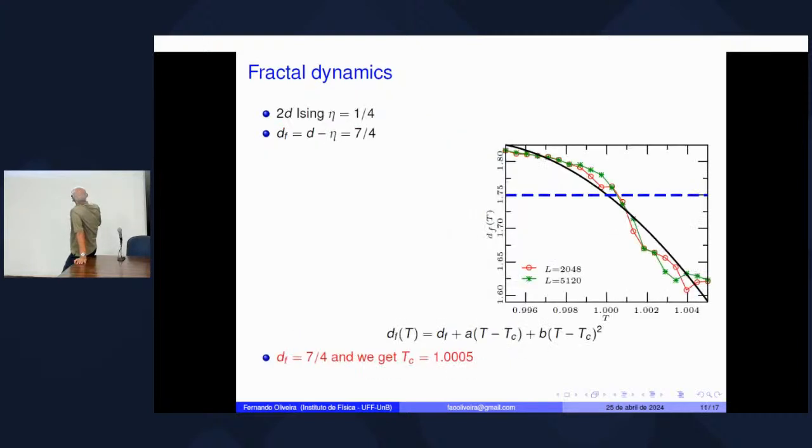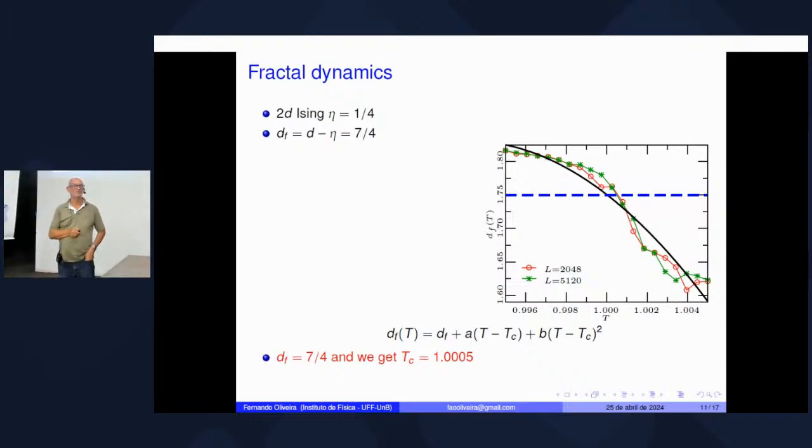Okay, now people don't believe you if you say something just exact or some number. People want to see some simulations. And what we do is we take the 2D Ising model, which is more simple. We know all the exponents. For the 2D Ising, eta is 1/4. And we can get the df here, like 7/4.